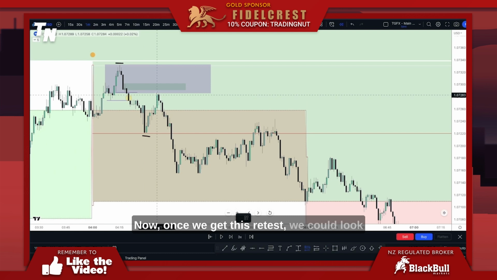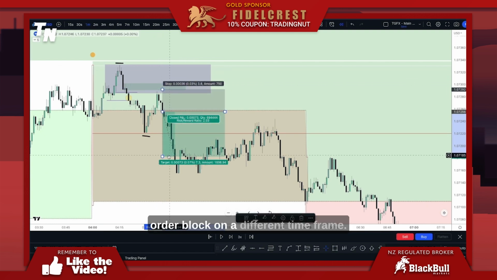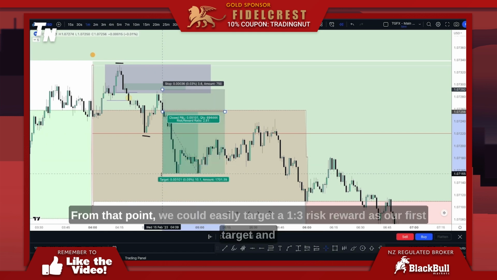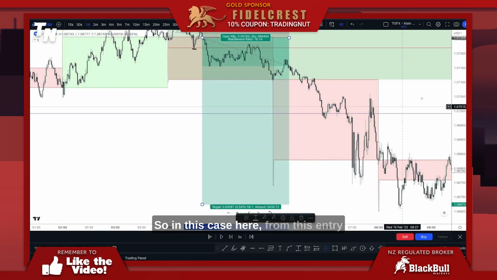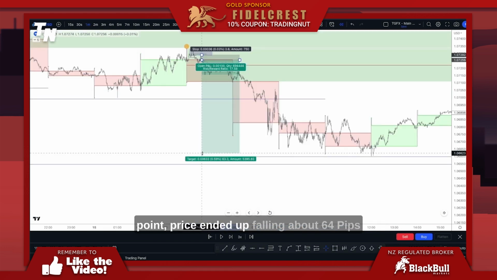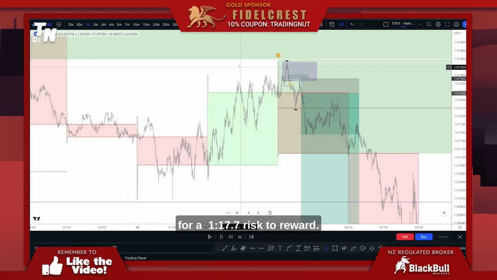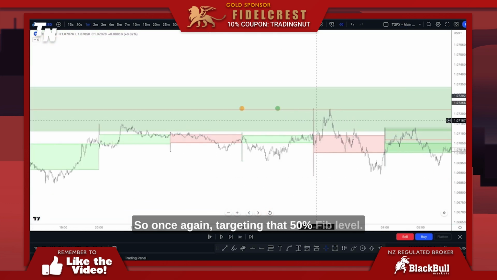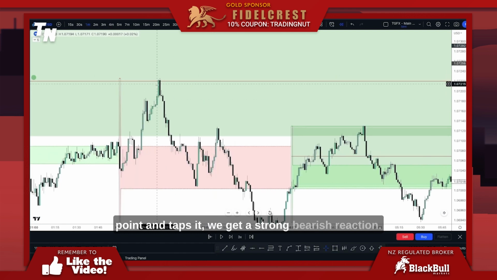Now, once we get this retest, we could look for a bearish rejection candle such as this. We could also wait until price breaks the previous bullish candle's range, which would equal an order block on a different time frame. From that point, we could easily target a 1 to 3 risk to reward as our first target, and of course, go for higher swing trades as well. In this case, from this entry point, price ended up falling about 64 pips for a 1 to 17.7 risk to reward. So once again, targeting that 50% fib level, what we can see is when price gets to that point and taps it, we get a strong bearish reaction.